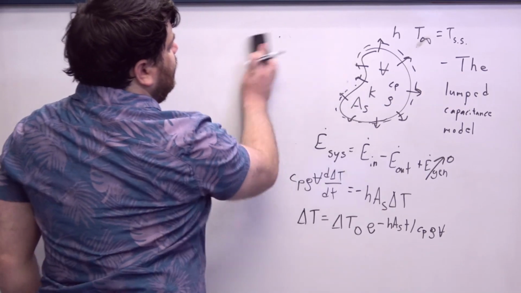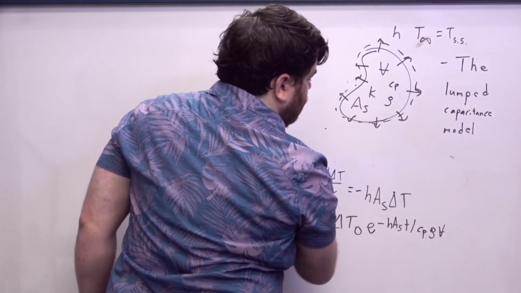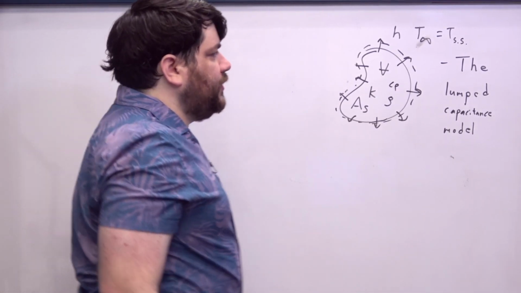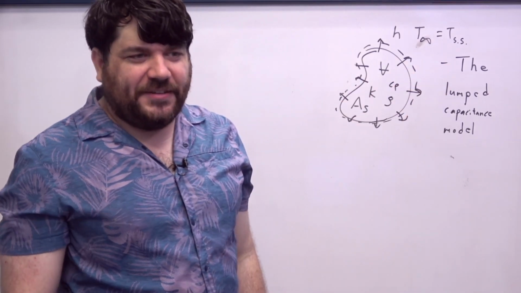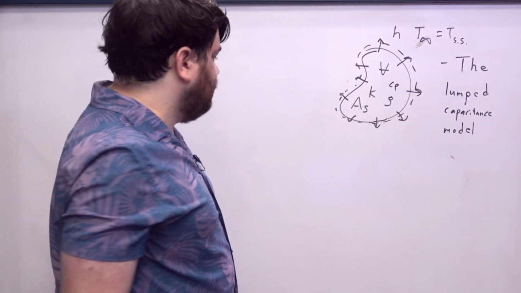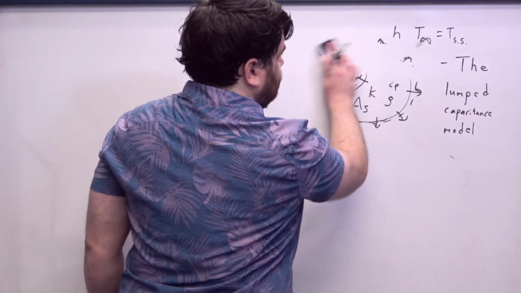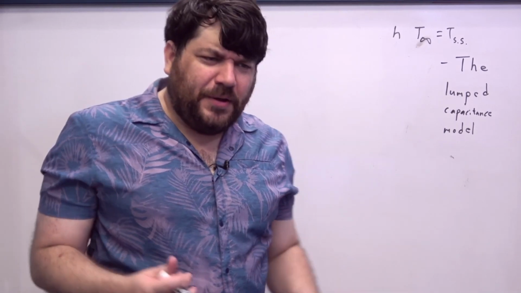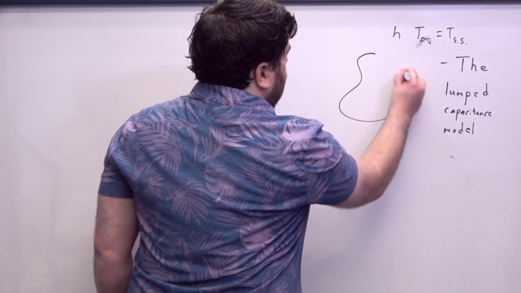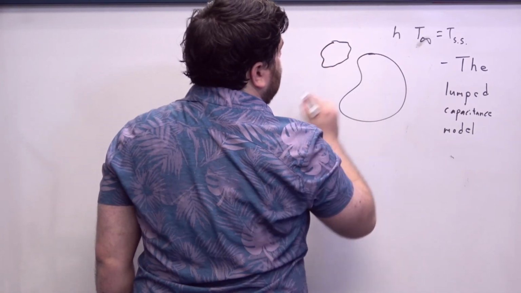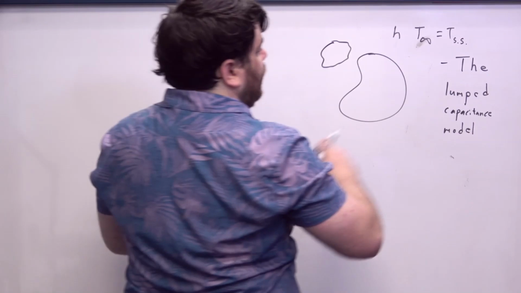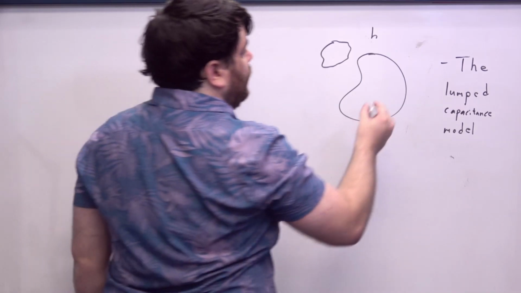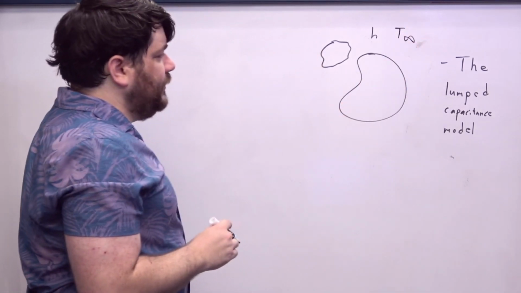Now, there's one mystery that remains, which is why T_ss? Why did we even bother with making this connection? And the answer is kind of interesting. Here's another scenario that we can also study. Suppose that we have another object. It's similarly surrounded by an environment, which has some heat transfer coefficient H. It has some ambient temperature T infinity.